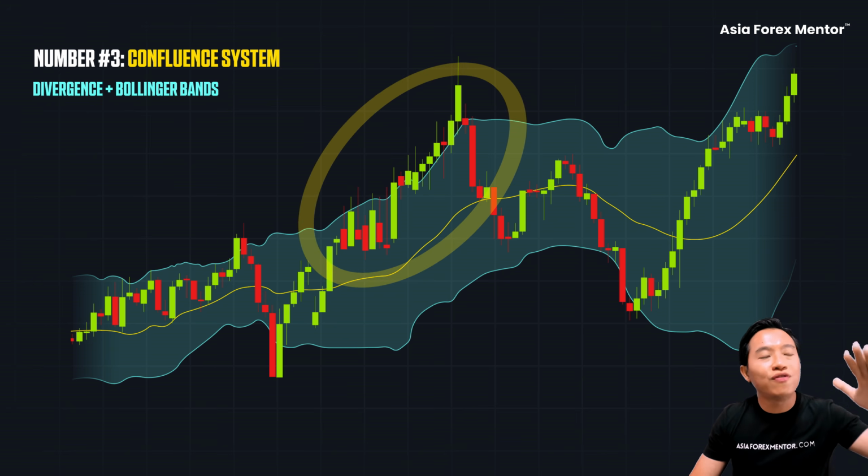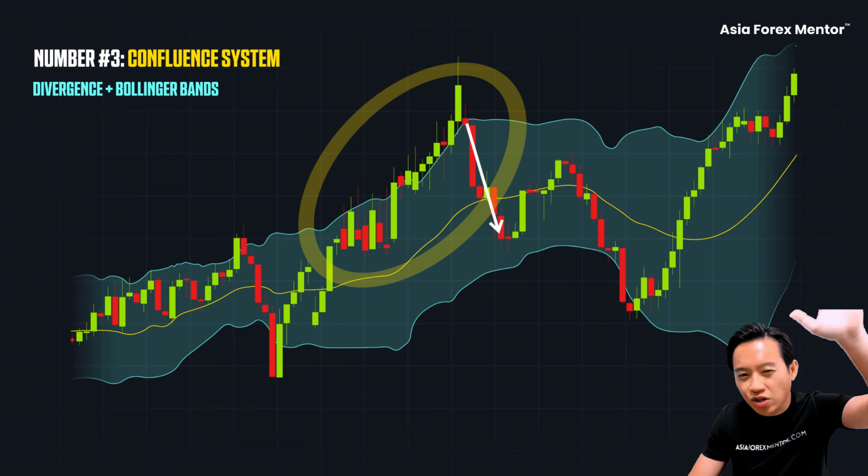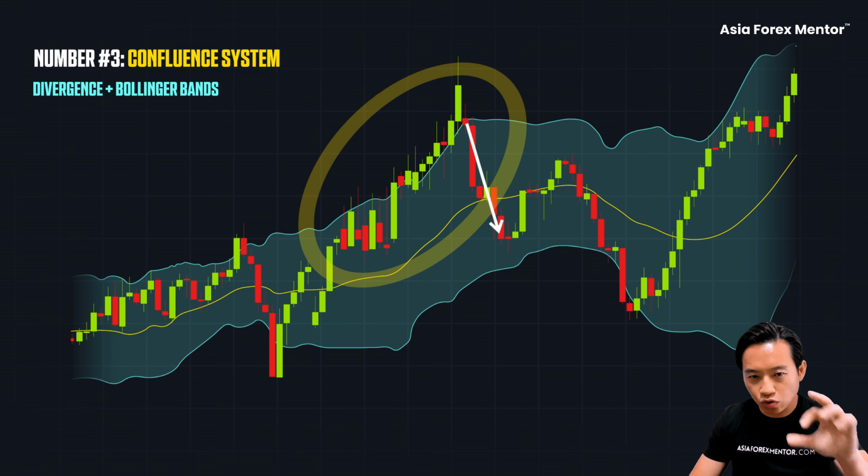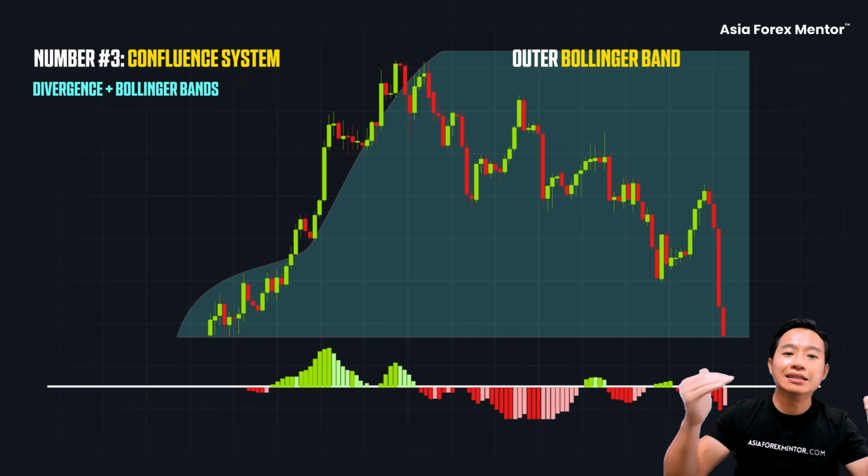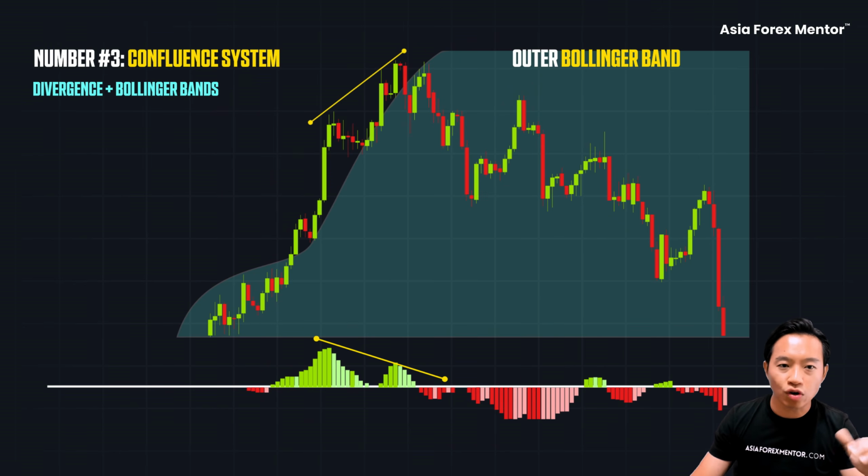When price pushes too far outside the bands, it means what? The market is stretched and vulnerable. When price goes outside the bands, it's always got to come back into the band. So this is your setting, the 200. That is your first clue. Okay, we're going to add on. Then we add divergence, and now you've got confirmation.